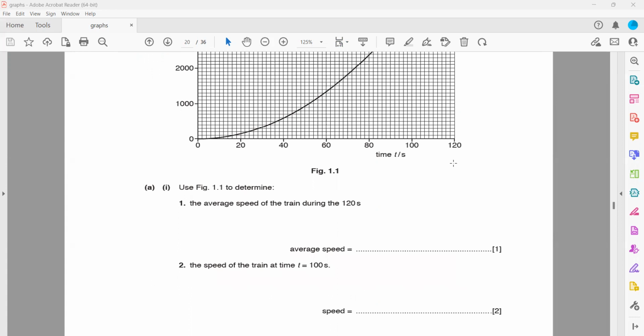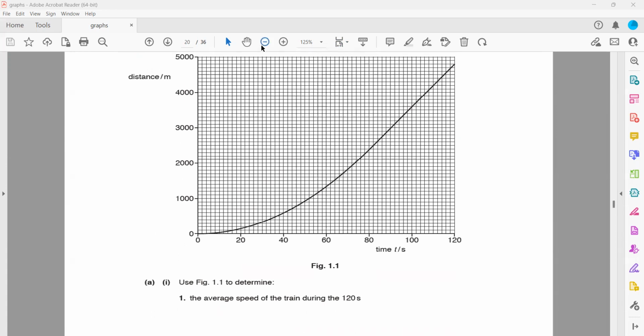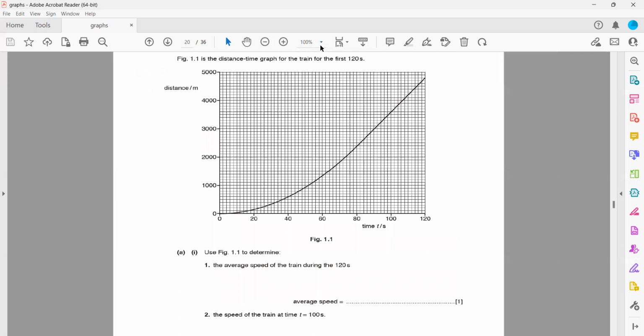Use the figure to determine the average speed for 120 seconds. So how to work out average speed? Average speed is the total distance over total time. When time is 120, how much is the total distance traveled? Each 10 boxes equals 1,000, so each is 100. So 2 boxes below 5,000, it is 4,800. The average speed is the total distance, which is 4,800, divided by the total time, 120. So this will give us 40 meter per second.